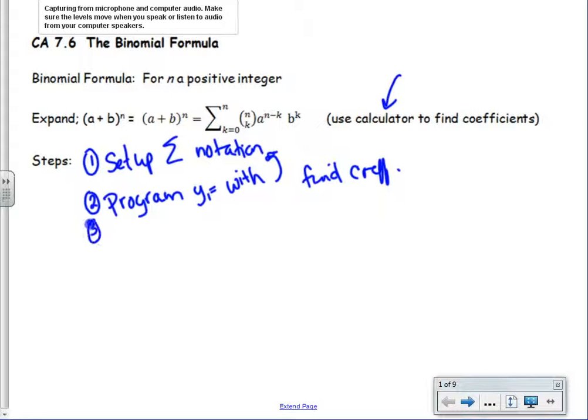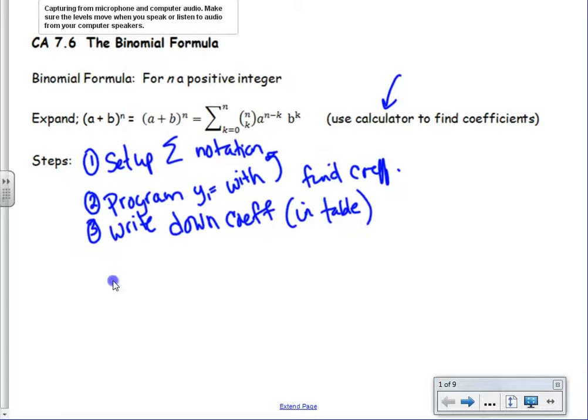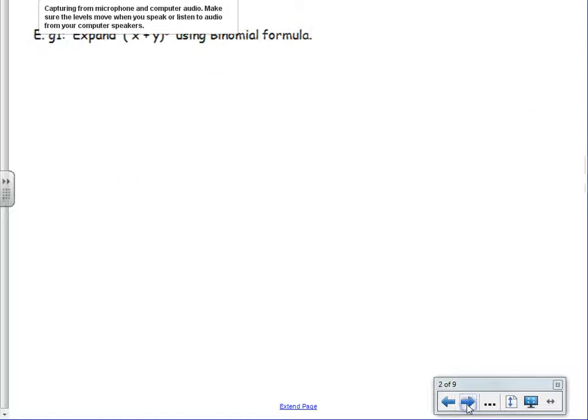All right, step 3, we're going to write down the coefficients once we find them. I'm just going to use the table to pluck them out. And then step 4, we're going to add in our variables. And that part's actually the easy part. Programming the calculator is pretty tricky, and that's going to require you to set up the sigma to begin with. So let's start.